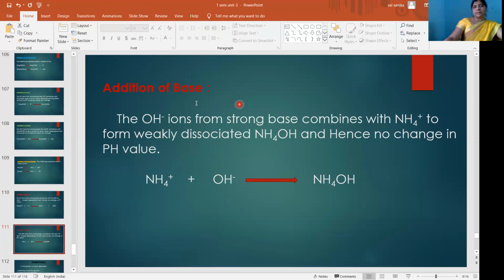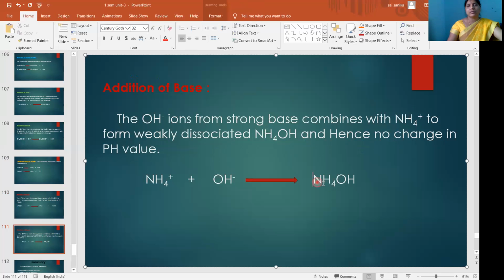Then come to the next. When you add base, what is happening? When you add base to the above mixture, the OH minus ions from the strong base combine with NH4 plus ions to form weakly dissociated NH4OH. Hence, no change in pH value. So these OH minus ions are combining with NH4 plus ions, and you get NH4OH. So here, no change in pH value.